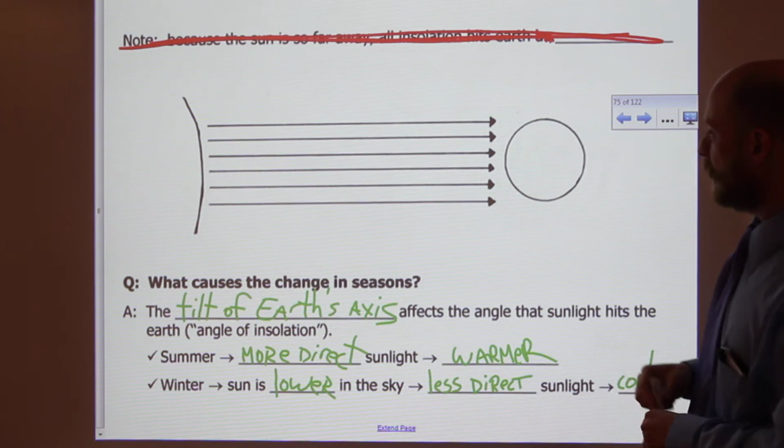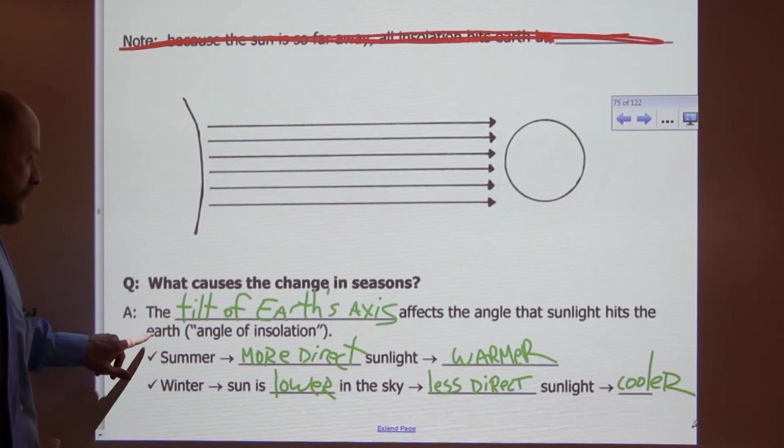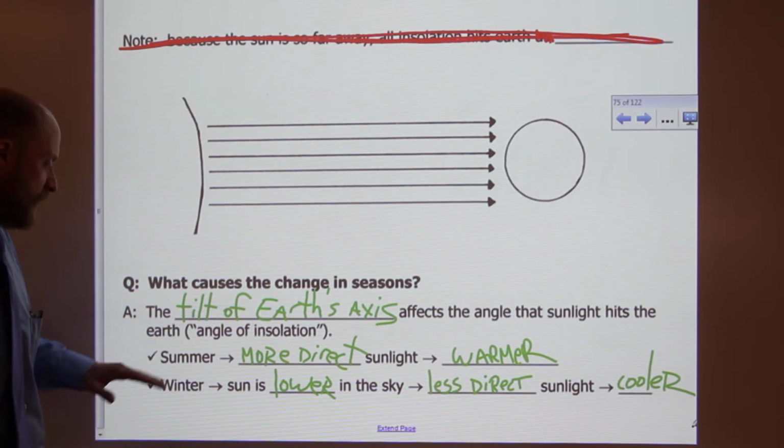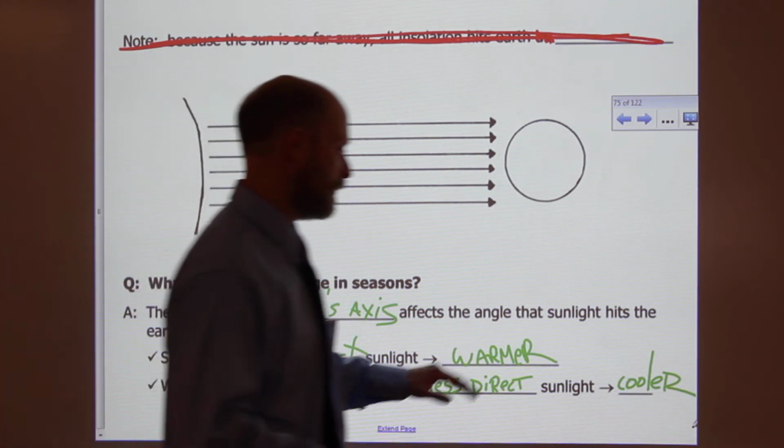Okay, what we have here. What causes the change in seasons? The tilt of Earth's axis affects the angle that sun hits the Earth, called the angle of insolation. In summer, there's more direct sunlight and it's warmer. Winter, the sun is lower in the sky, less direct, cooler.